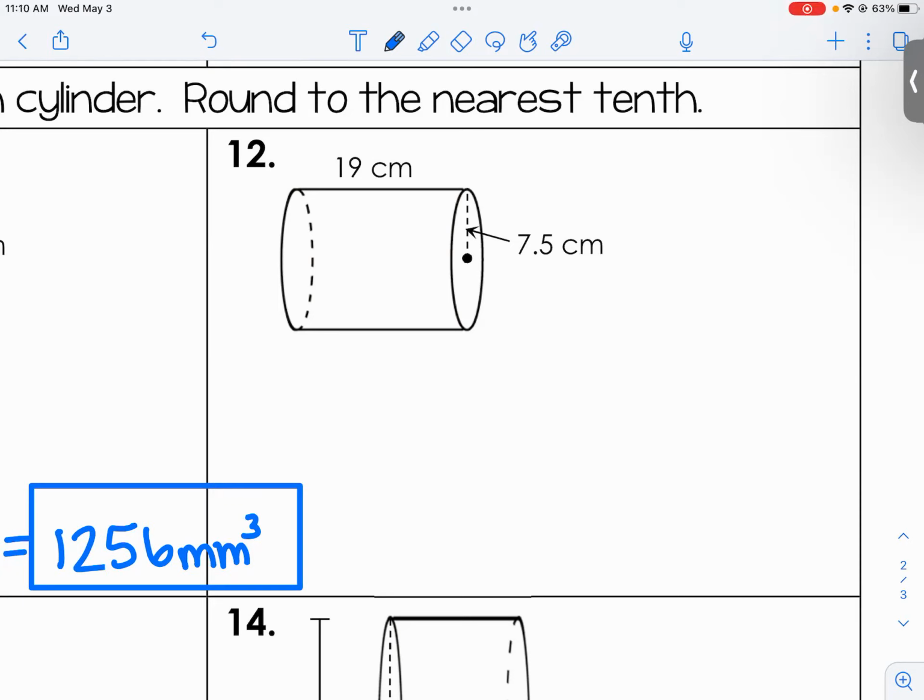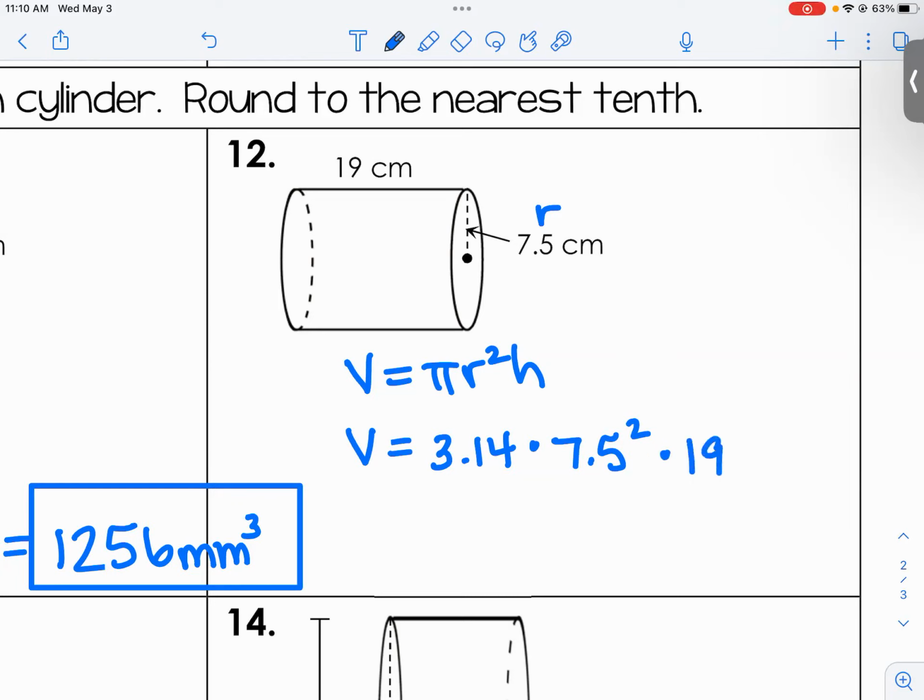All right, let's talk about the volume being pi r squared h. Okay, pi is 3.14 times. Harper, what did you identify for the radius? Okay, our radius is 7.5 because that's the distance from the middle of the circle to the edge. Times 19.